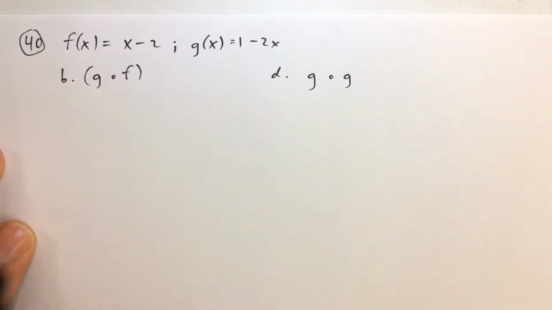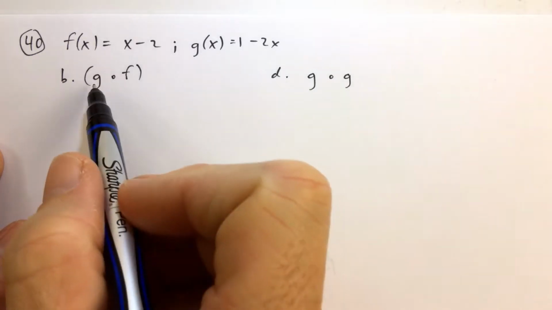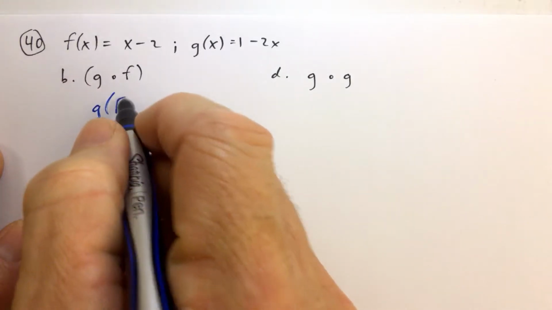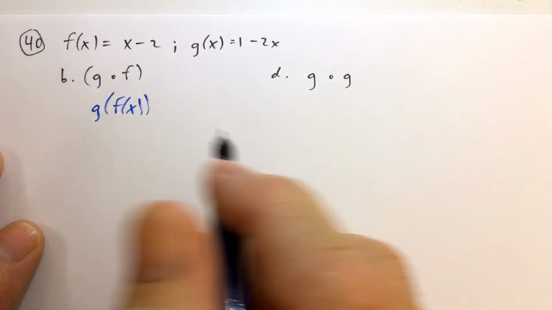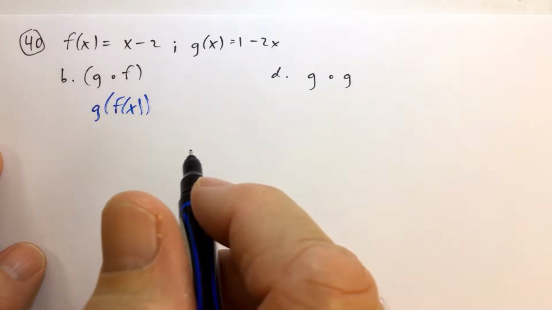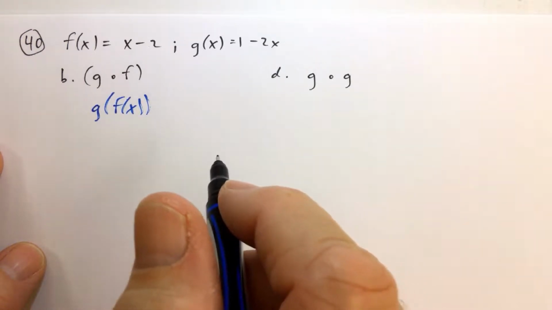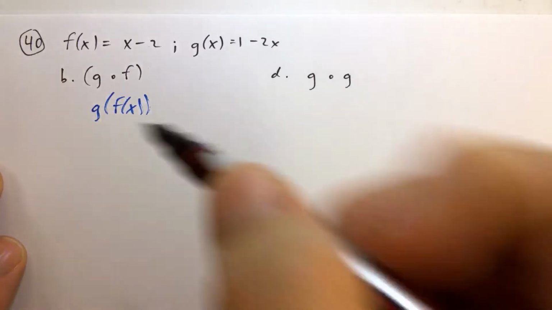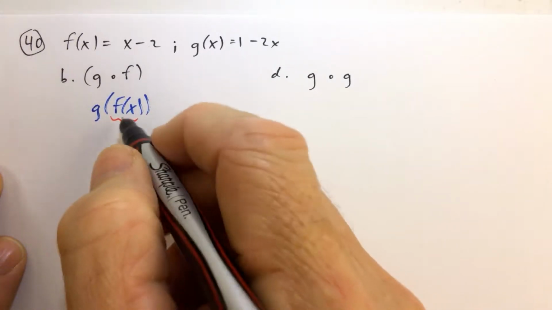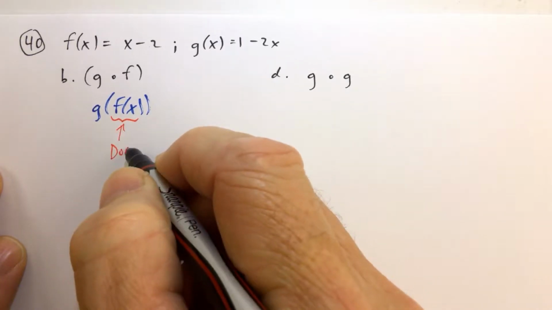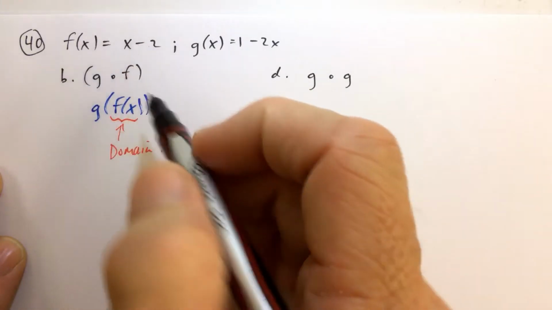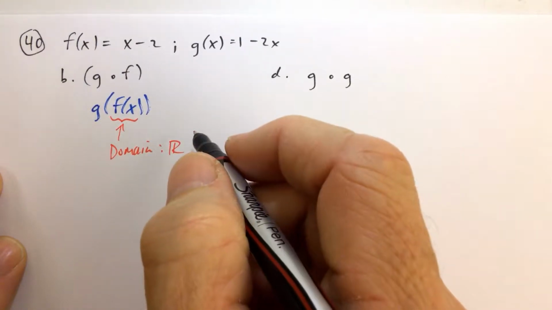In problem number 40, we're asked to find the domain of g of f of x. So g of f of x. And there are two areas we want to look at when we're trying to figure out the domain of a composite function. We want to ask ourselves, what's the domain of f of x? Well, look at f of x, it's a linear function, and the domain therefore is all real numbers.